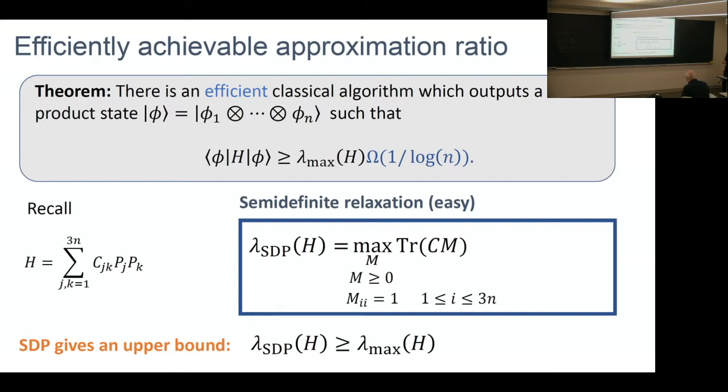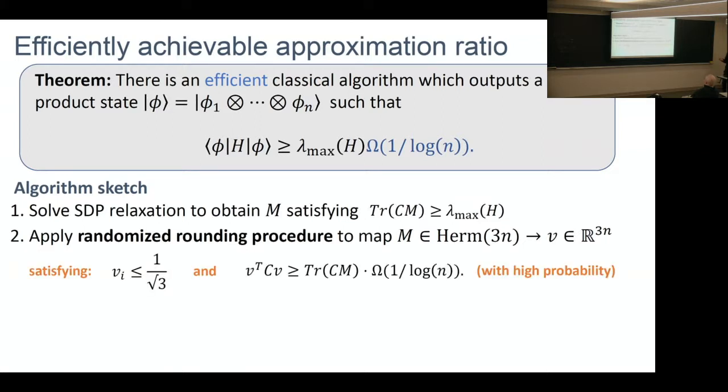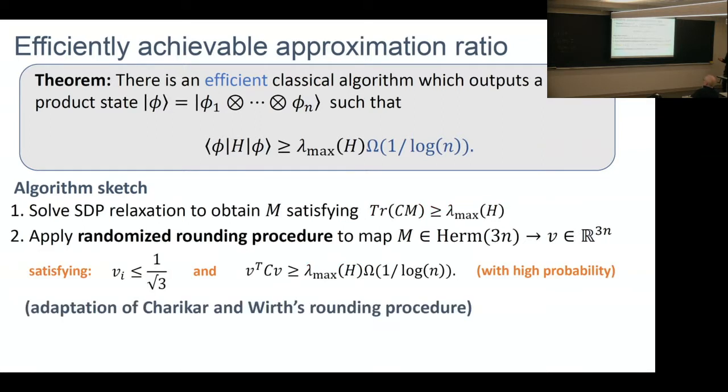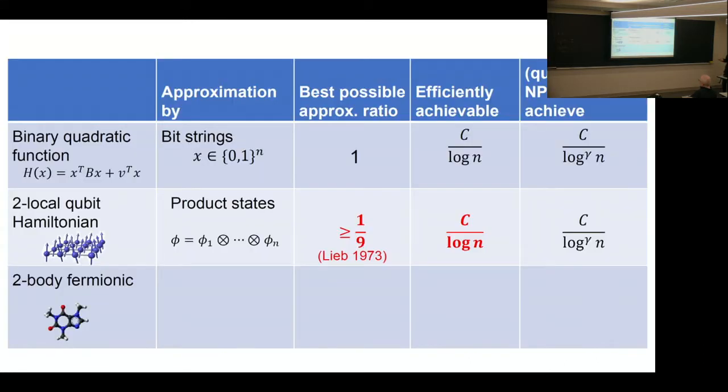Okay, so once you have that SDP relaxation, then you can apply a rounding procedure to map it to a product state, essentially. So at the end of the day, you want to take the output of your SDP and obtain a tensor product of quantum states with some energy that's 1/log n that of the SDP. And this really just does follow Charikar-Wirth's procedure, with some small modifications. Okay. So that's the second line on this table.